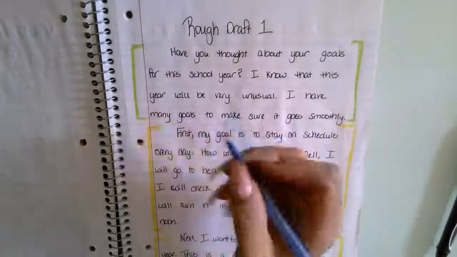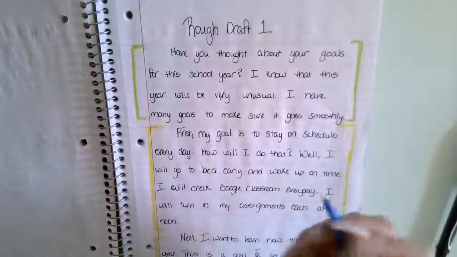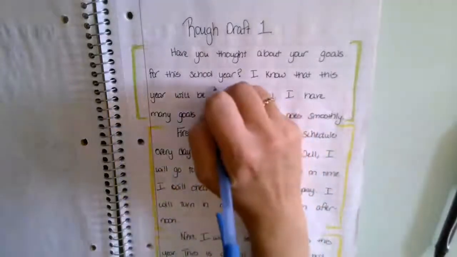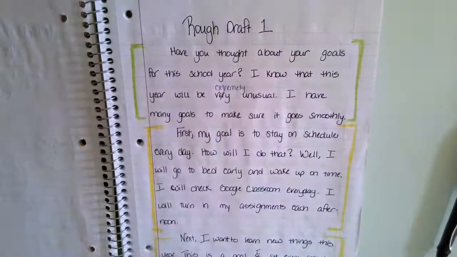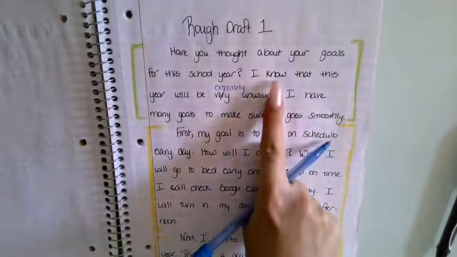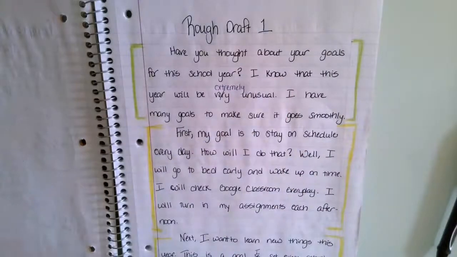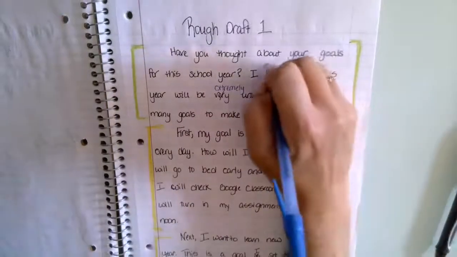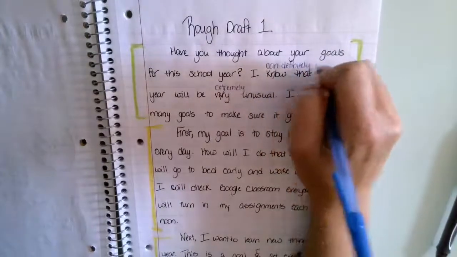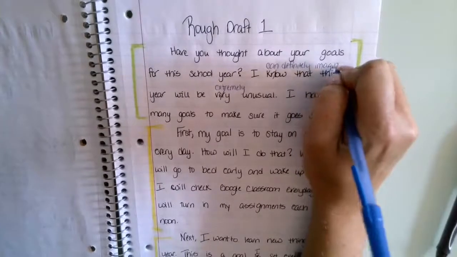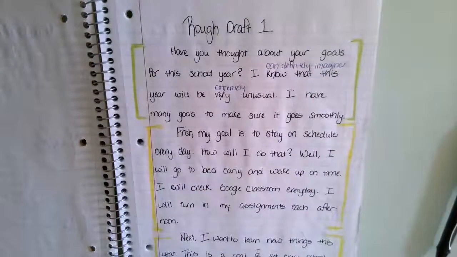So instead of very, I'm going to use the word extremely. I know that this year will be extremely unusual. I think I can also change know to be more interesting or to sound more exciting. So I'm going to write, I can definitely imagine that this year will be extremely unusual. I have many goals to make sure it goes smoothly.